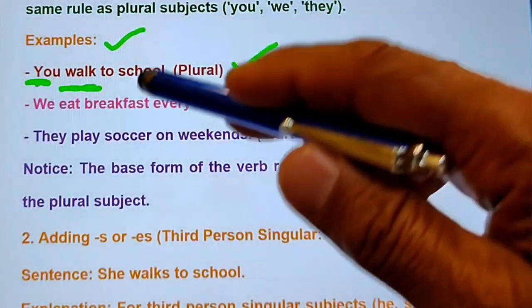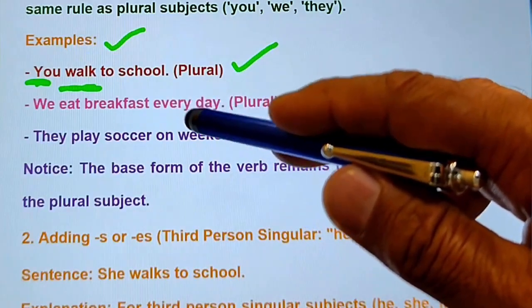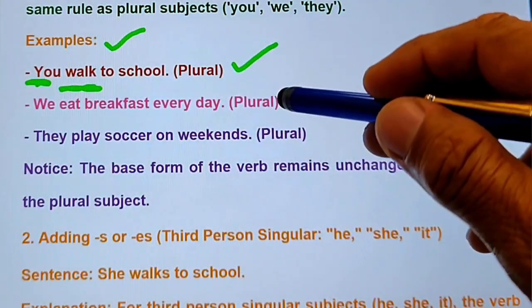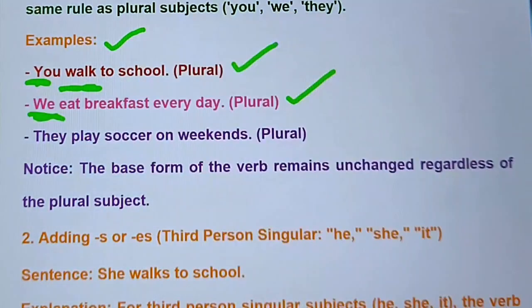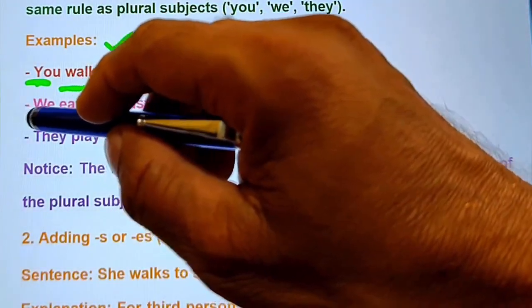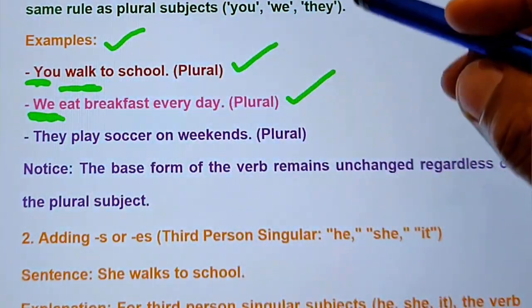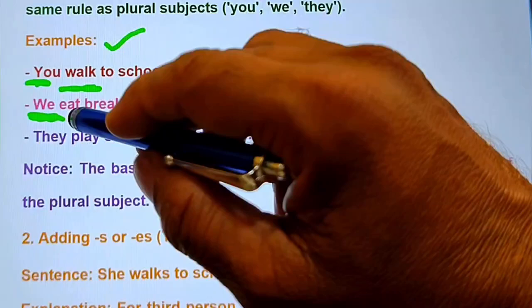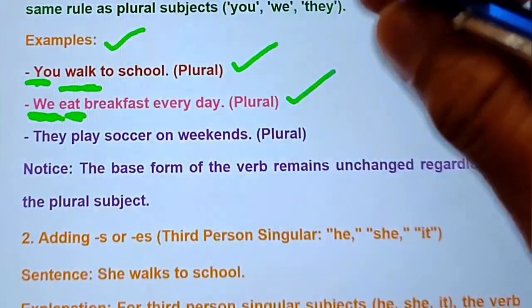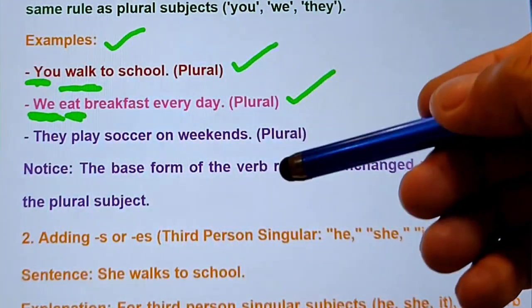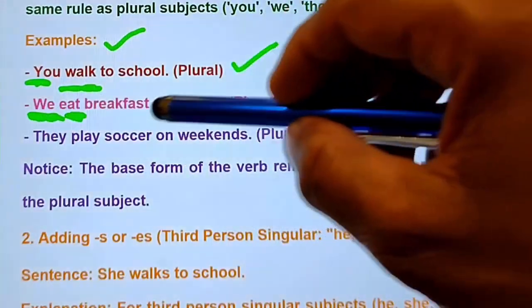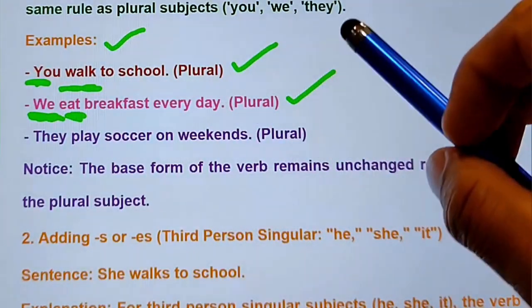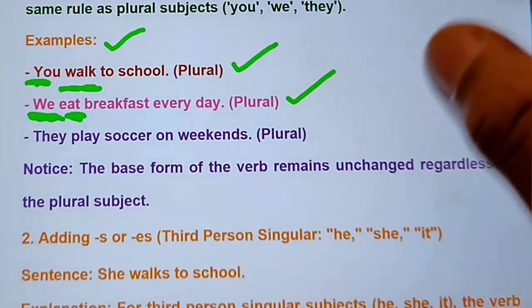Next sentence here: we eat breakfast every day. This is a plural subject as well. I, you, we, they, these are plural subjects. With a plural subject, the base form has nothing changed. It's as it is in the base form. So we eat breakfast every day. The sentence is as it is.